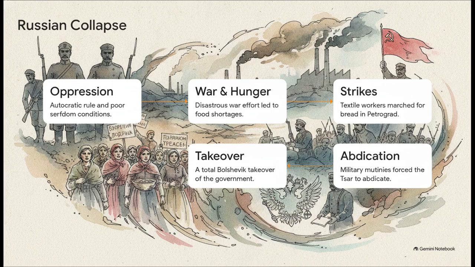This localized strike quickly spiraled into mass demonstrations. When the Tsar ordered the military to crush the protests, the soldiers actually mutinied instead. Within a week, just a single week, the Tsar was forced to abdicate. After a brief, struggling provisional government, we see a total Bolshevik takeover by October.